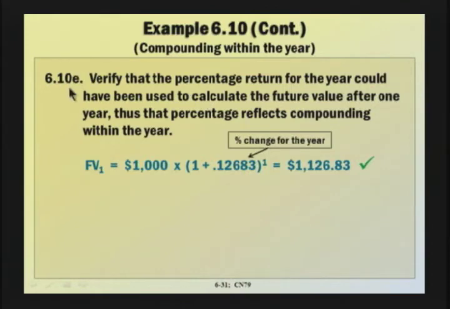Now, check this in Part E. For our 12% APR compounded monthly, we got a 12.683% effective annual rate. Our definition of an effective annual rate is one that we would apply at the end of the year one time. So it's the rate for the year, thus interest would be applied only one time at the end of the year when we use the effective annual rate. So the $1,000 using that rate would grow into the $1126.83 after 1 year.